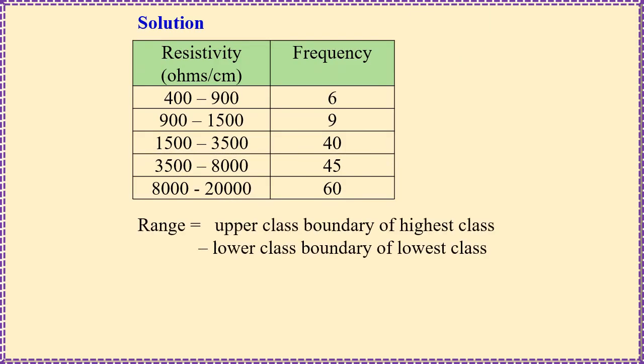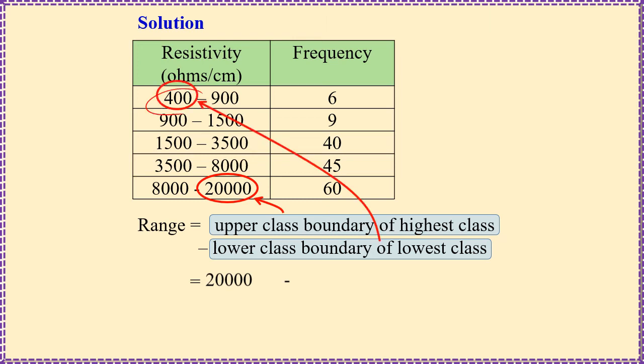Okay, so we just use the upper class boundary of the highest class, which here is equal to 20,000, minus the lower class boundary of the lowest class. So what is the lower class boundary of the lowest class? The smallest, which is equal to 400. So it will be 20,000 minus 400, which is equal to 19,600.